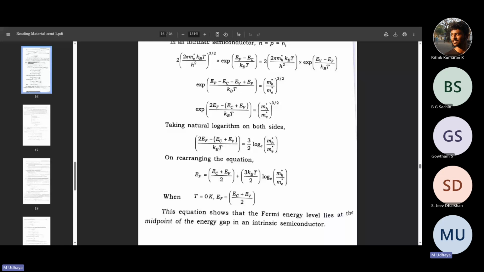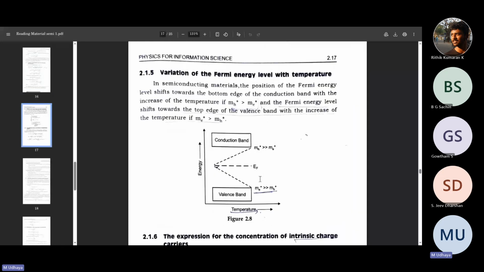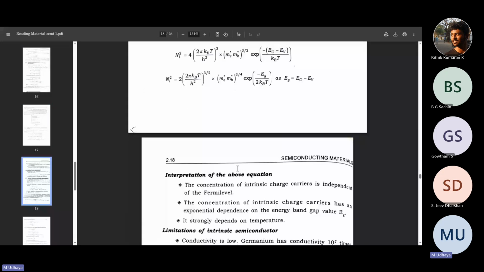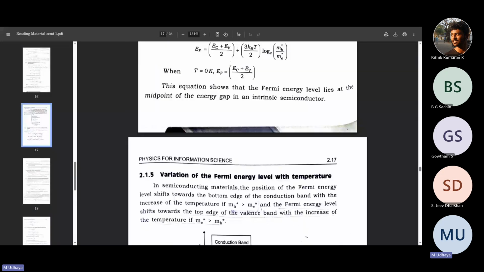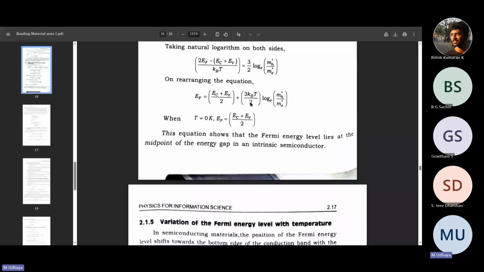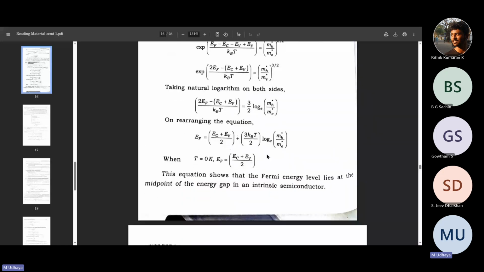So it will be Ef equals (Ec plus Ev) by 2 plus 3kT by 2 or 4, just check it once, times log of (mh by me), right? So you can very well understand from here, when you put the temperature as 0, automatically your Fermi energy level becomes (Ec plus Ev) by 2. It lies at the midpoint, right?